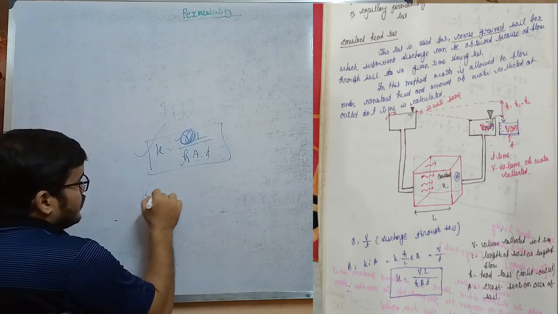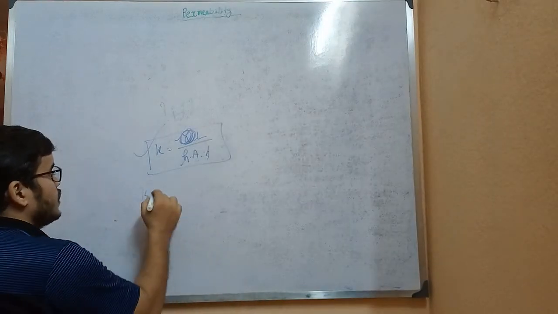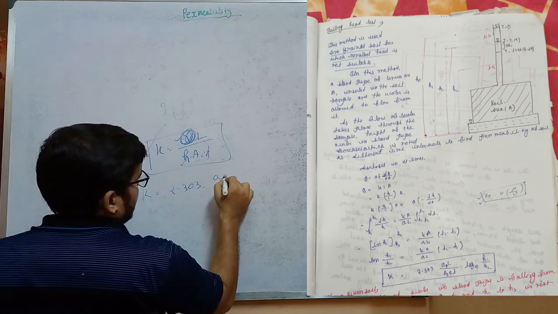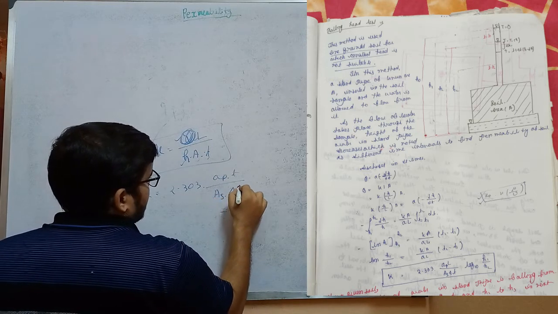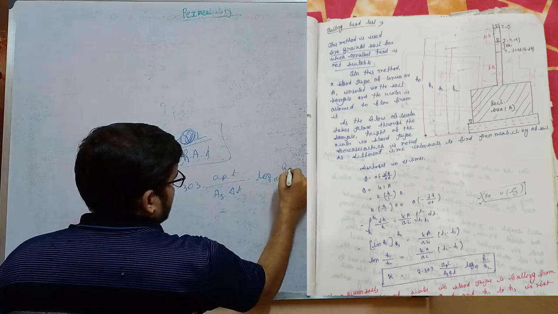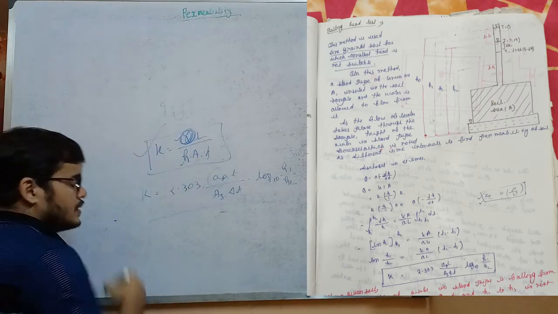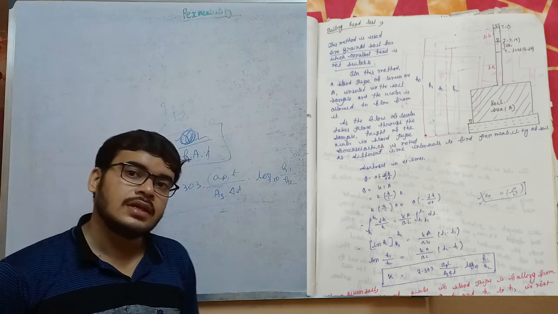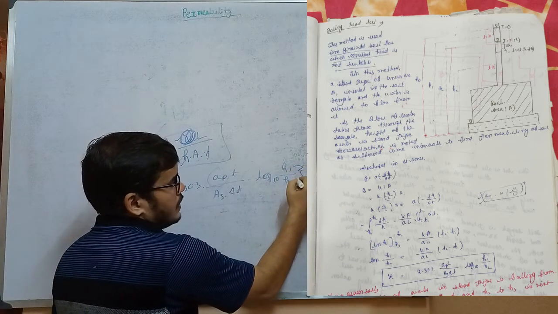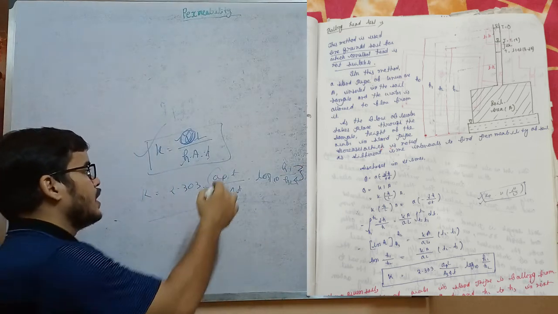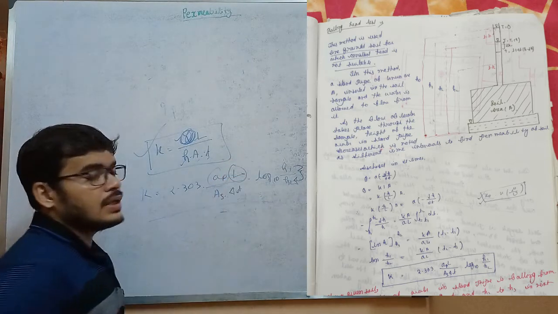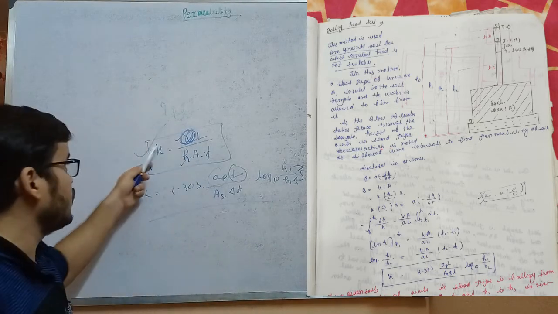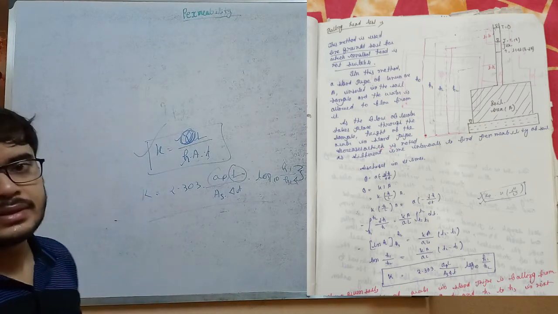The coefficient of permeability in the falling head test equals 2.303 AP into L by AS into delta T, log base 10 of H1 by H2. AP means the area of the pipe, AS means the area of the soil, and delta T is the time in which the head falls from H1 to H2. L means the length of the flow. These two formulas are very important for getting the value of the coefficient of permeability. These two are laboratory tests.